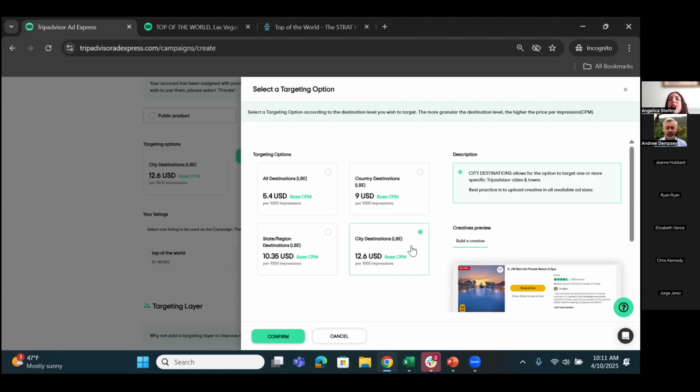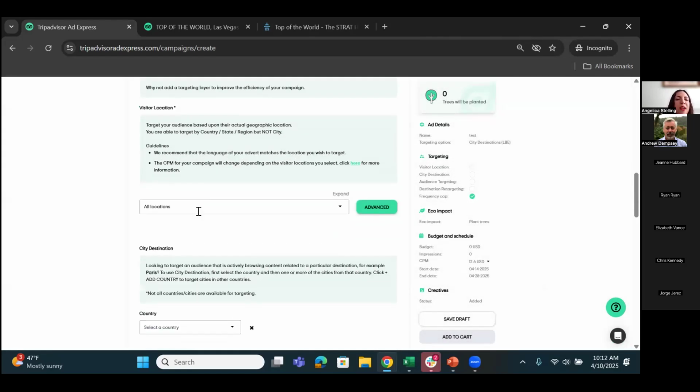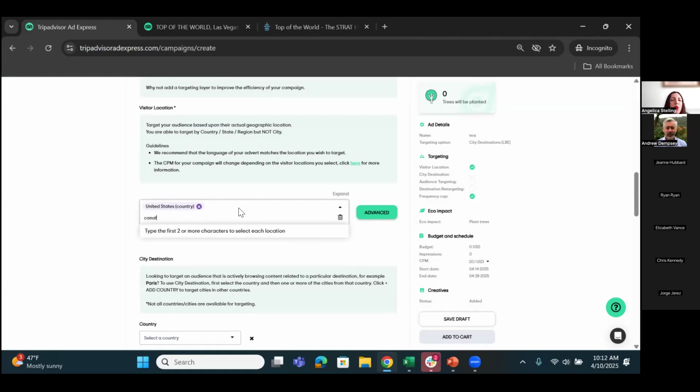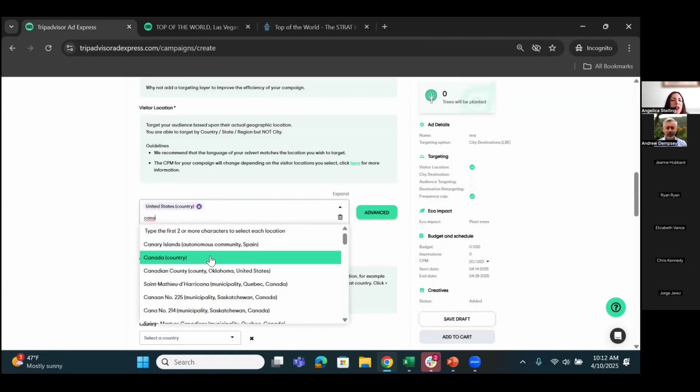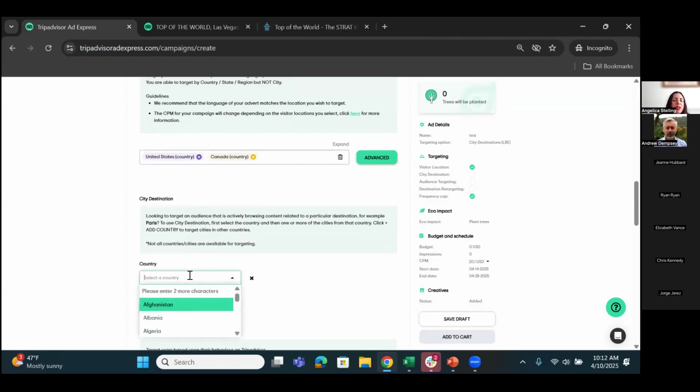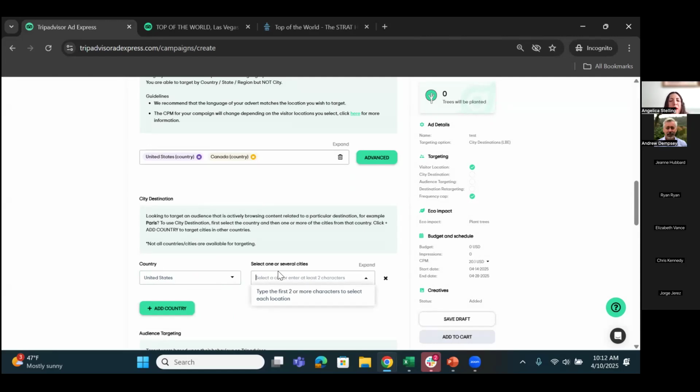In this case, I'm going to pick city destination because we're going to run a campaign targeting people in the US and Canada looking at Las Vegas on Tripadvisor. Okay. So visitor location, like I said before, IP address, we're going to put US here and we're going to put Canada here as well. There we go. And then down here, I'm going to select US again. Why? Because this is an international platform.